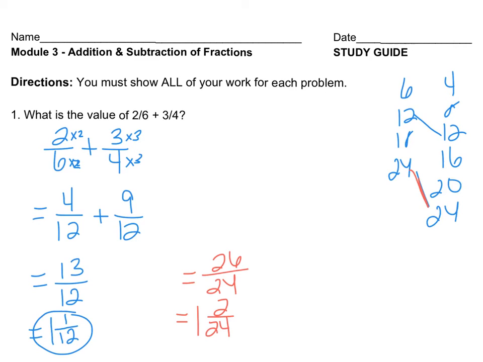So I have to make sure it's in simplest form. So I need to think, what number can be factored into 2 and 24? Well, 2. So I need to divide. I know my whole number stays the same because I just need to simplify my fraction. So 2 divided by 2 is 1, and 24 divided by 2 is 12. So either way, my final answer is 1 and 1/12.